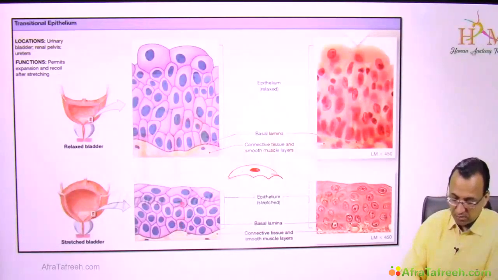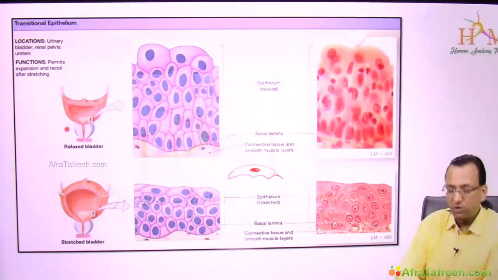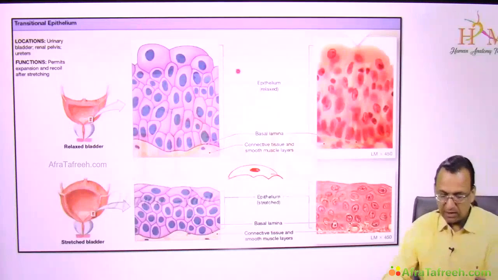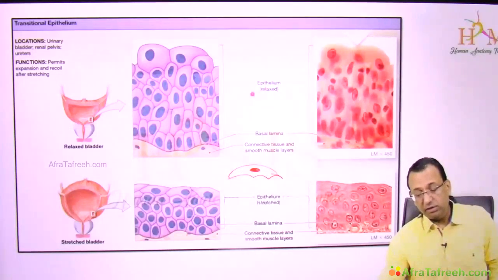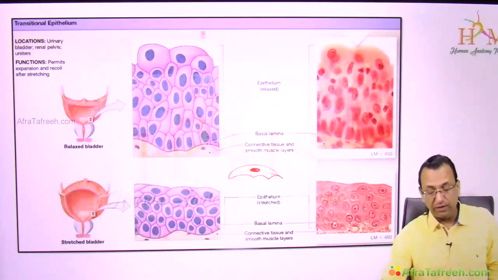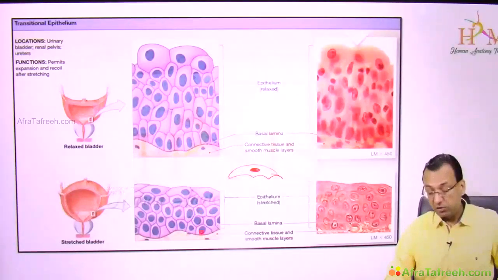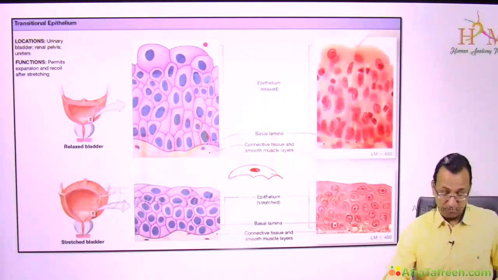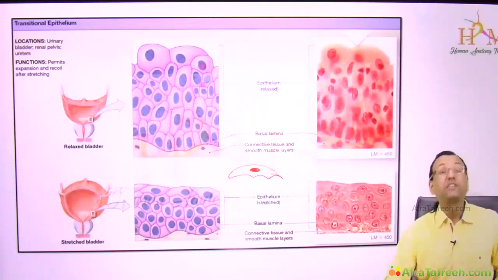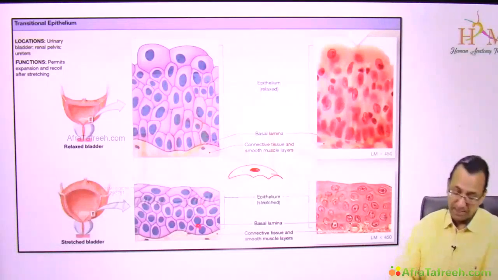And if there is no urine in the urinary bladder, then you will see they are relaxed. So, sometimes it will appear as too many layers, 5-6 cell layers, and sometimes only 2-3 layers. When it is stretched, it is 2-3 layers. When it is relaxed, then it could be 5-7 layers. So, it is a stretchable epithelium, transitional epithelium.